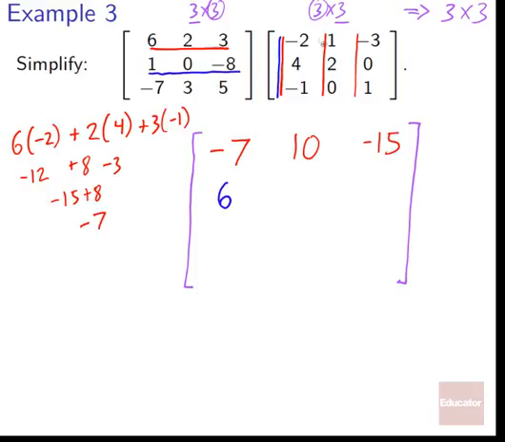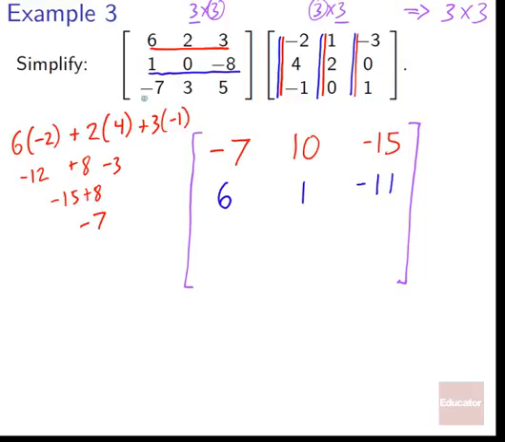Next one, 1, 0, negative 8 on 1, 2, 0. 1 times 1 is 1. 0 times 2 is 0. Negative 8 times 0 is 0. So we just get 1 out of that. 1, 0, negative 8 on negative 3, 0, 1. 1 times negative 3 is negative 3. 0 on 0, 0. Negative 8 times 1 is negative 8. So negative 3 plus negative 8 becomes negative 11.